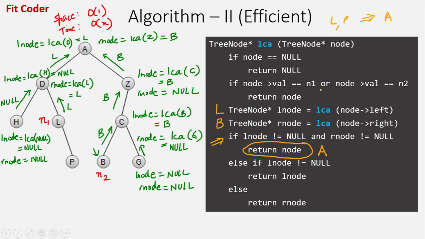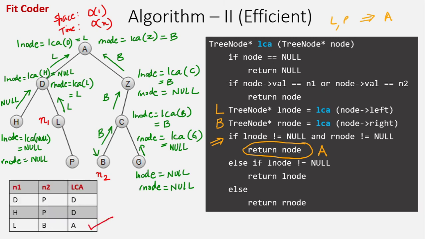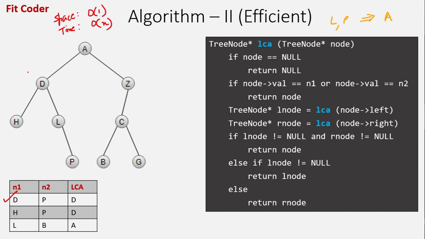So let's see one more example. So now we discussed for L and B case. For L and B, the LCA is A. Let's check the first case. So now node N1 is D and node N2 is P. We start the traversal from A. So left node at A is LCA of D. So we come at node D. So when the node is D, we come in this if condition, and now the value of node is equal to N1. So we return the node D. So this function returns D, and L node at A becomes D.